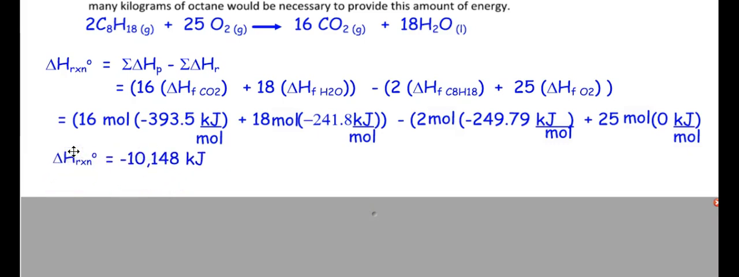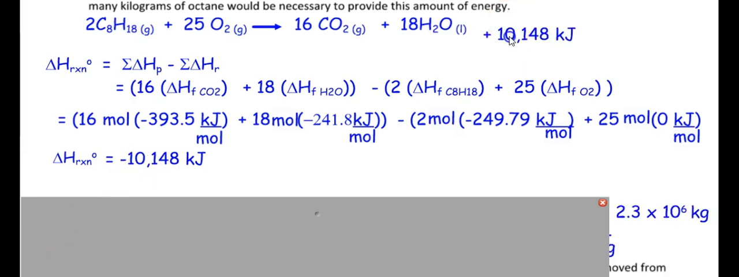But I'm not done yet. What can I do with this value? I can stick it right here, can't I? All right, because this is now part of the equation, it's part of the products. And that's how I use that stoichiometry. So what does this 10,148 mean? For every 2 moles of octane, I get 10,000 kilojoules of energy. For every 25 moles of oxygen, I get 10,000 kilojoules of energy. Do you get the point?